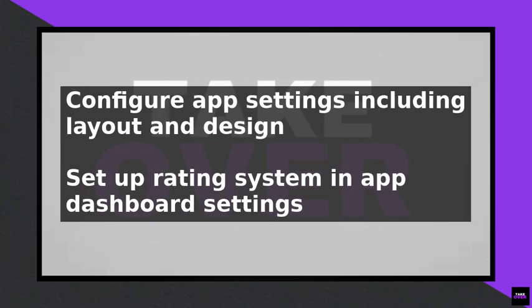After installing the app, you need to configure the settings. This includes choosing the layout and design of the reviews as well as setting up the rating system. You can usually find these settings in the app dashboard.